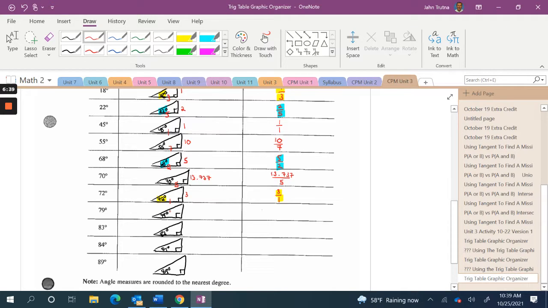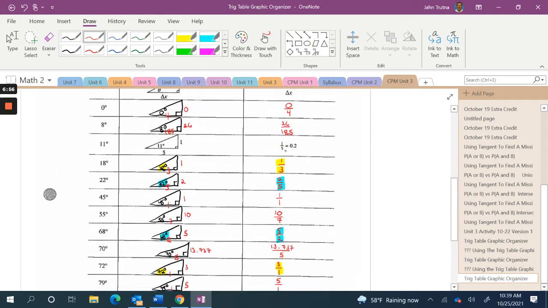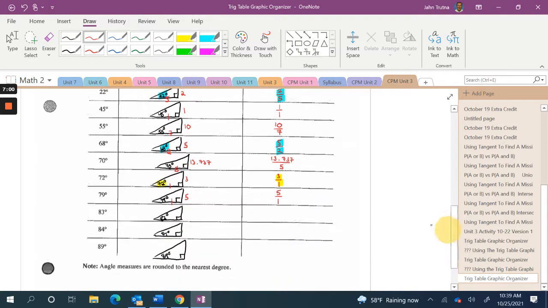Turkey. Yes. Evelina. Okay, when the slope angle is 79 degrees, that makes the delta y 5, the delta x 1, which makes your slope 5 over 1. And if you notice, that's the reciprocal of 1 over 5. 11 degrees plus 79 degrees is 90 degrees.